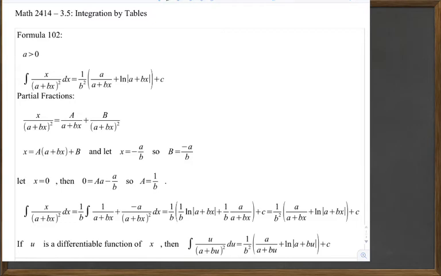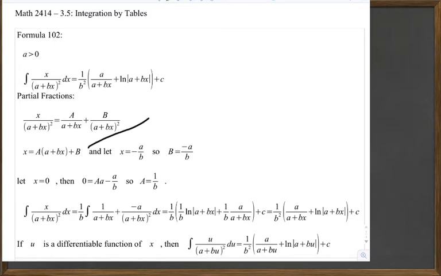So we're going to do our partial fraction decomposition. So x over a plus bx quantity squared is going to be uppercase A over a plus bx plus uppercase B over a plus bx quantity squared. And so we have uppercase A and B for the coefficients on each one of those fractions. So if we clear the fractions, we have x is equal to A times the quantity a plus bx plus B. And then if you let x equal negative a over b, if you solve that, you're going to get B is equal to negative a over b. And then if x is equal to 0, then A is going to be equal to 1 over b.